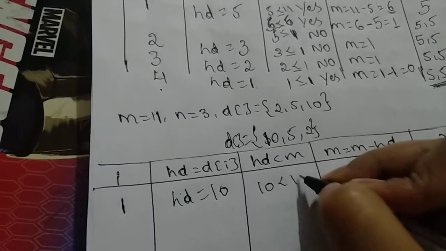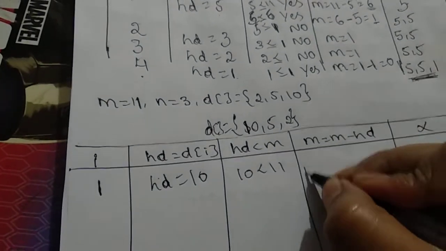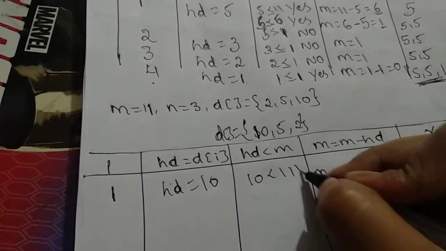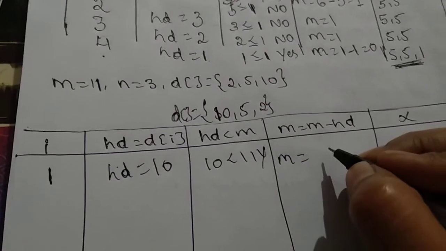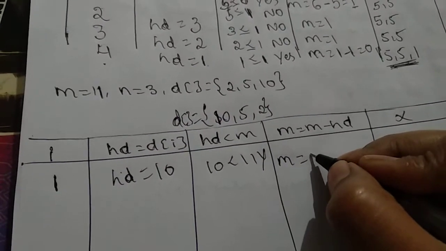Is 10 less than 11? Yes, the condition is true. Then what do you have to do? m is equal to m minus HD. What is m? 11 minus 10. That is equal to 1. Add this denomination over here.